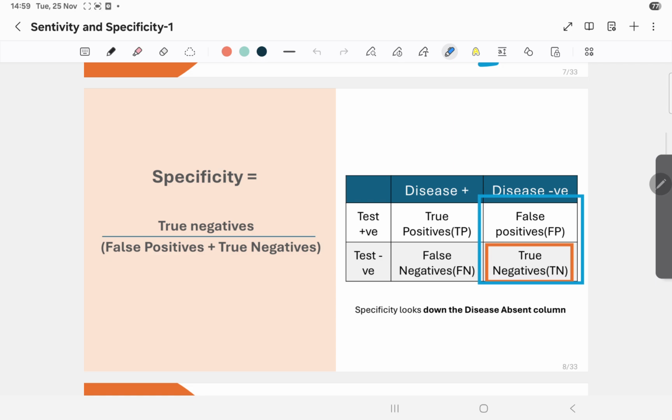So the formula is that you take the disease negative patients and you take true negative patients and divide these values. So specificity looks down at the disease absent column. You will look at this particular column and you take true negative divided by whole of this column, that is false positive plus true negatives. So that is the specificity of the test.